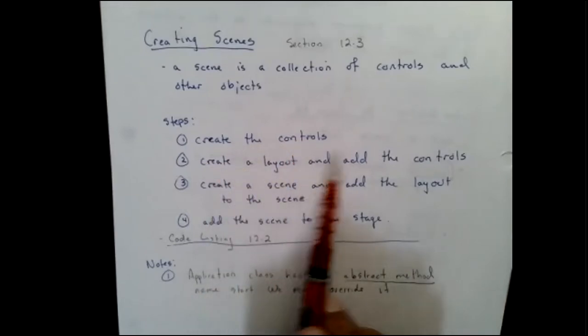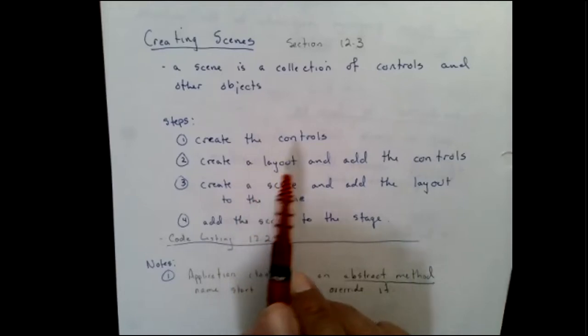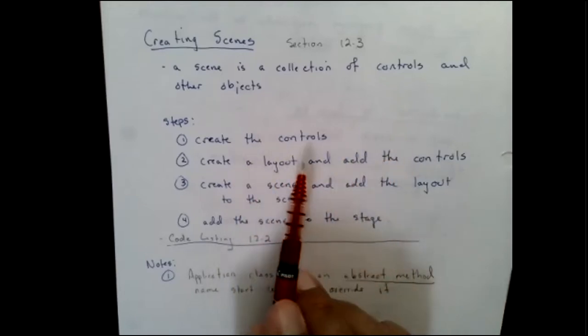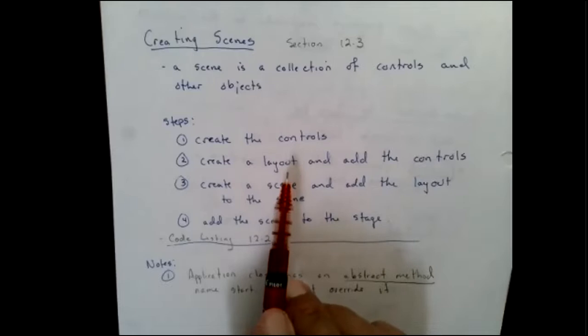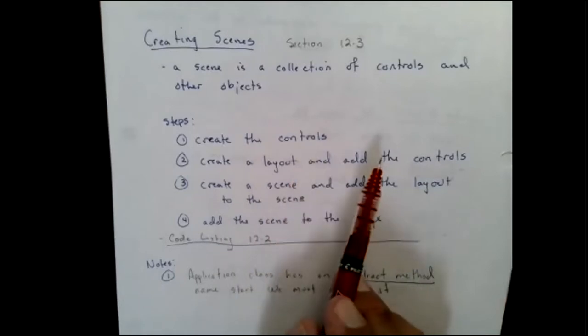I create a layout. Now we're going to look at a couple simple layouts today. One of them is a horizontal layout where when I put them on, they go on left to right. One of them is a vertical layout where I put them on and they go up and down. So I'm going to create a layout and put the controls on it.